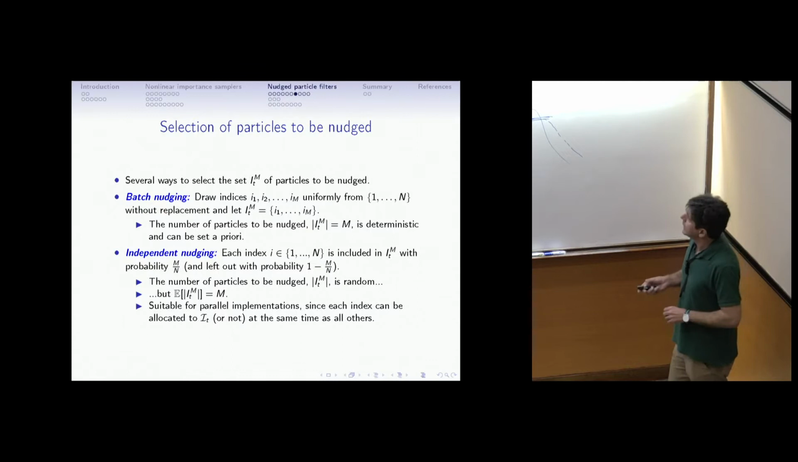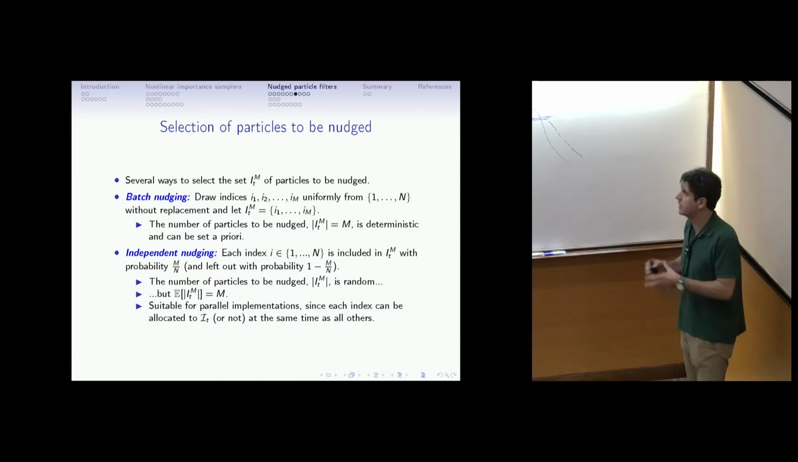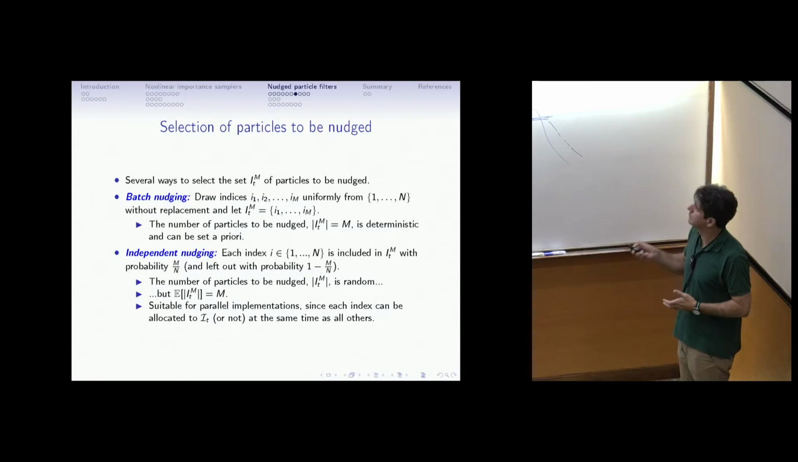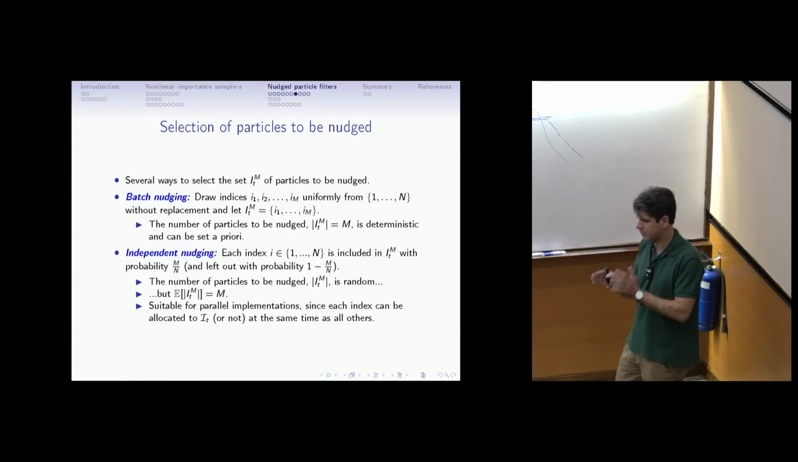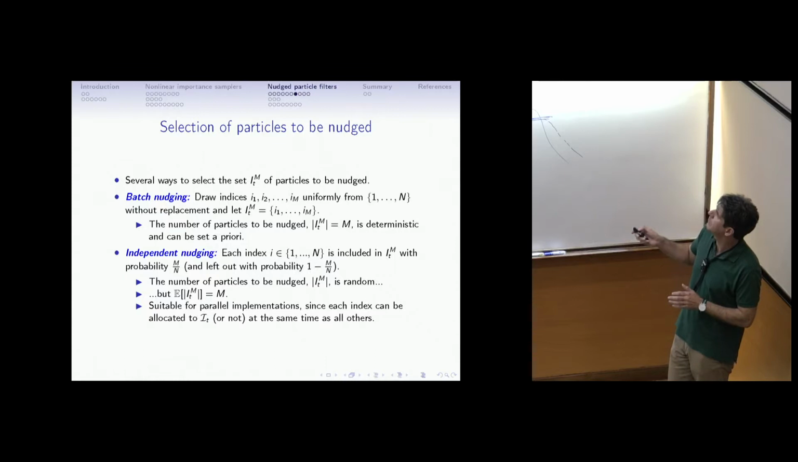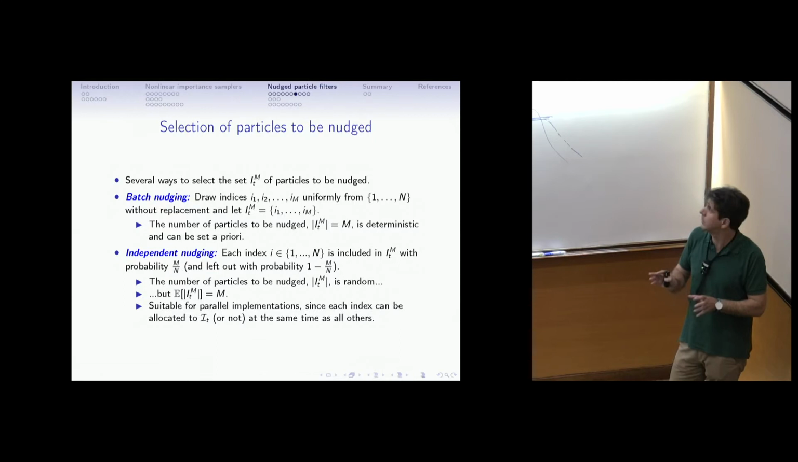How do I do this? Okay, there are two things I need to do. First, I need to select my samples. And I have to push them, I have to nudge them, I have to transform them. There are possibly plenty of ways you could do this. Essentially, in the experiments, we have tried two kinds of methods for selection. Both of them are essentially random. The difference is how many particles you choose to nudge for each one of them. With batch nudging here, we mean that we randomly select a subset of particles of fixed size. So we decide to nudge M particles, capital M, and we uniformly select M indices, and those ones are the particles we're going to nudge.